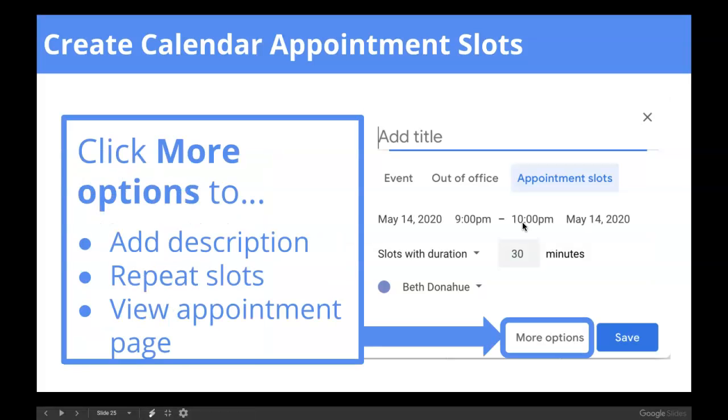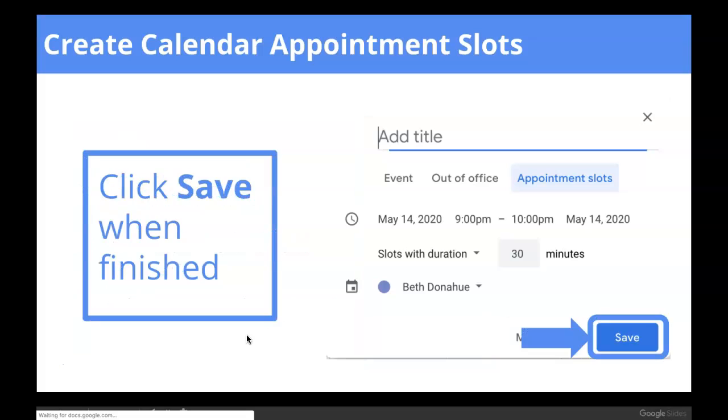And then more options here is a little bit different. You can see there's not the option to add the description here, so you'd have to go into more options to add a description. This is also where you would do the repeating events. So if you wanted to do meetings every Monday, Wednesday, Friday, or maybe every Monday for the next 5 weeks, anything that you want to repeat, you would need to go to more options as well. And then to view your appointment page, there is a link that you would give to people so that they can schedule appointments with you. You need to go to more options to see that. And when you're done with everything, you're going to click Save.